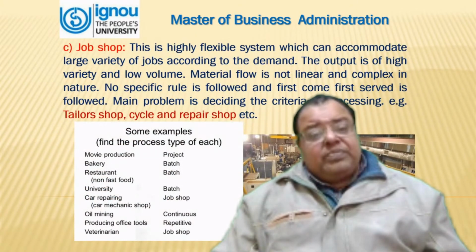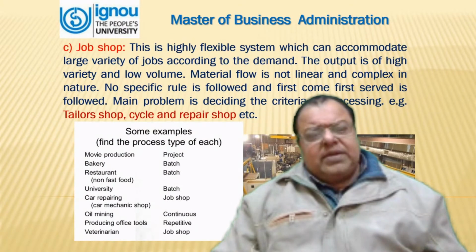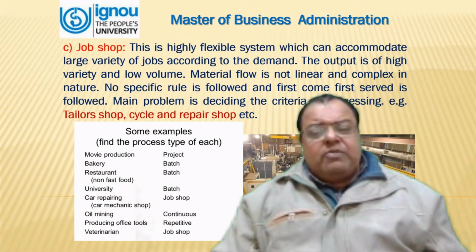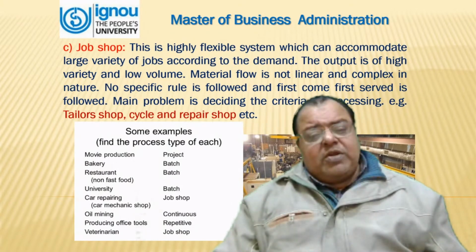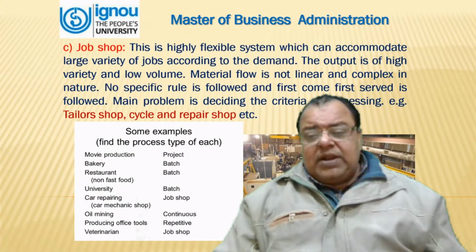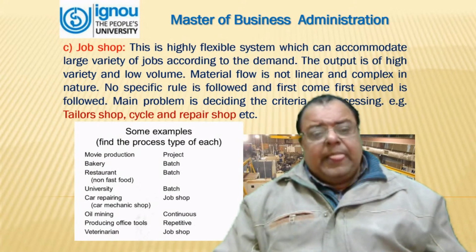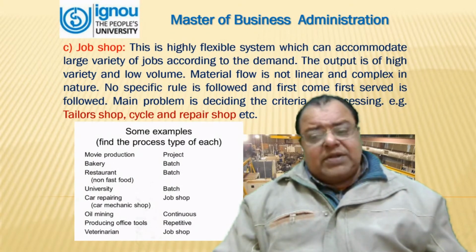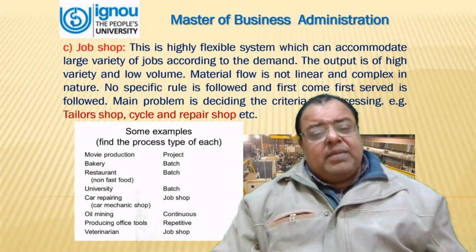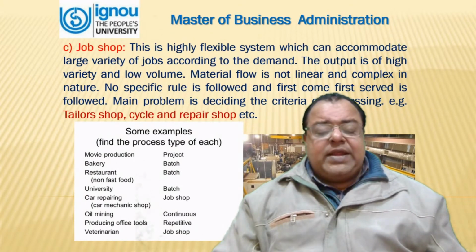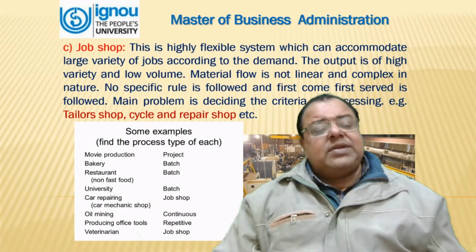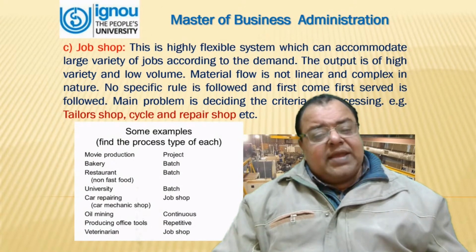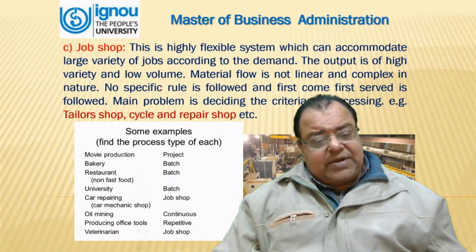Then comes your job shop. This is a highly flexible system which can accommodate a large variety of jobs according to the demand. The output is of high variety and low volume. Material flow is not linear and complex in nature. No specific rule is followed and first come first serve is followed. The main problem is designing the criteria of processing. An example is tailor shop, cycle and repair shop, etc.